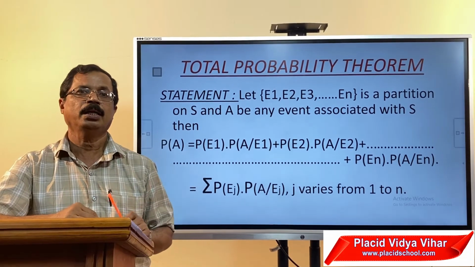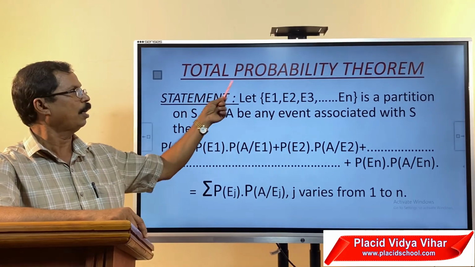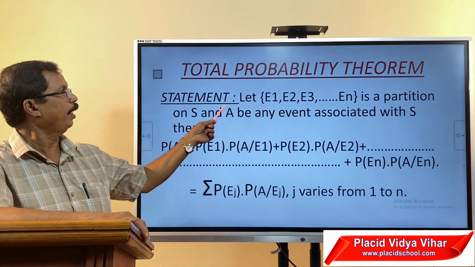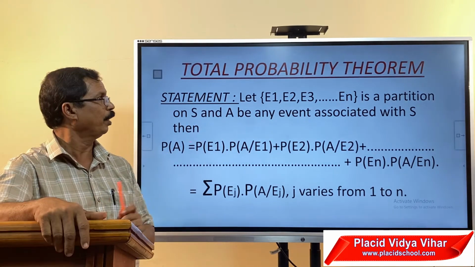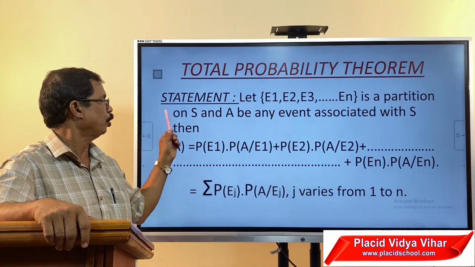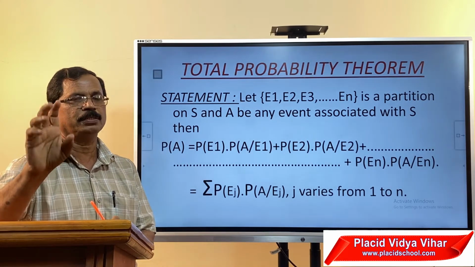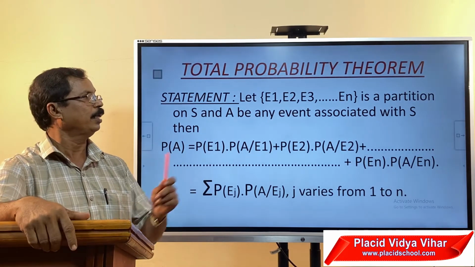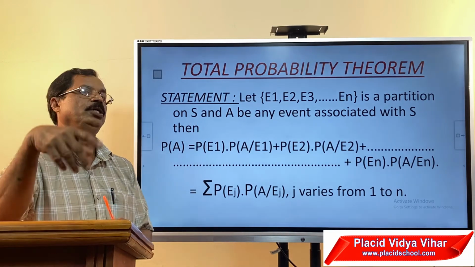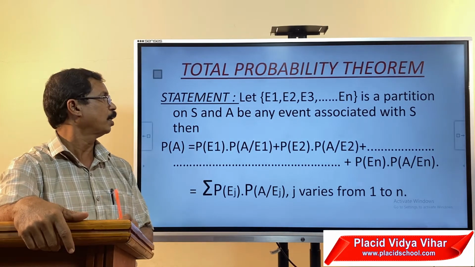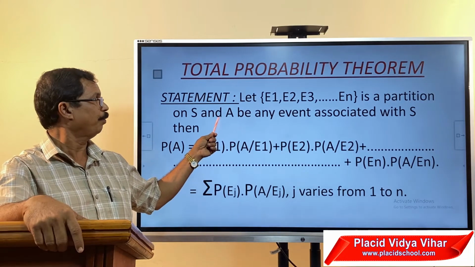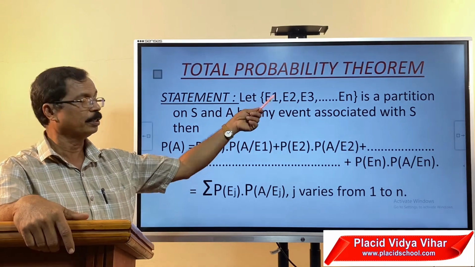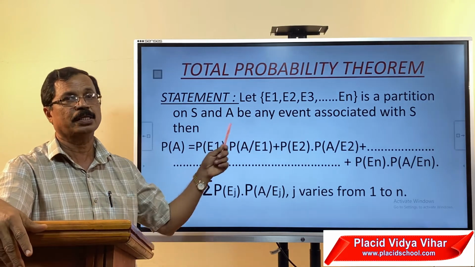Now we come to another important theorem that is known as the total probability theorem. So concentrate on the statement. Let a collection of events E1, E2, etc., En be a partition on S. That is our assumption. When you say partition, you have to remember all the three conditions. And now we take another event. Let A be any event associated with S. In addition to the n events, we are considering another event, that is capital A.